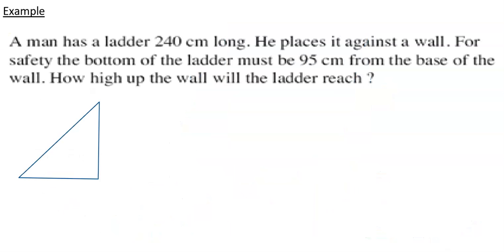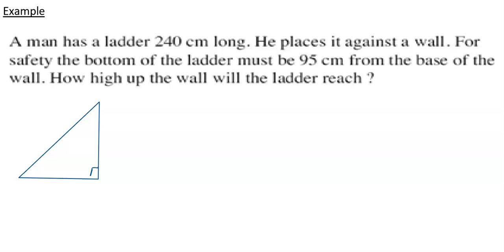Okay, our last example says a man has a ladder 240 centimeters long. He places it against a wall. For safety, the bottom of the ladder must be 95 centimeters from the base of the wall. How high up the wall will the ladder reach? So it's a right angle triangle problem, still a Pythagoras Theorem problem.